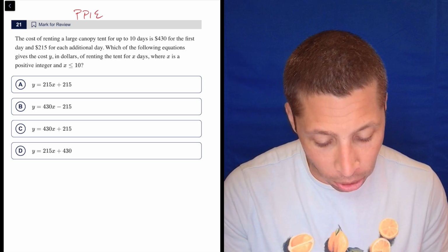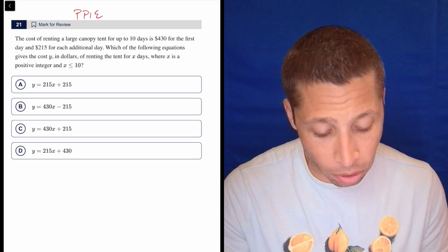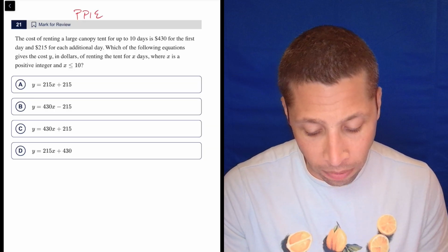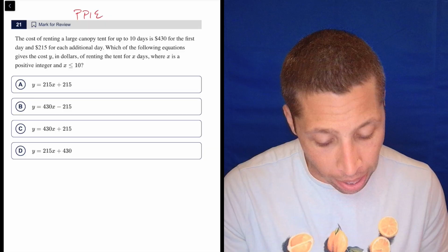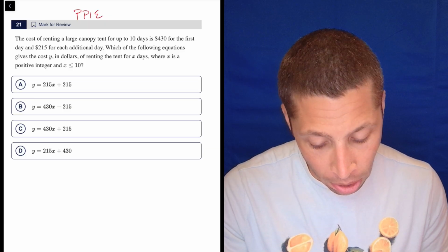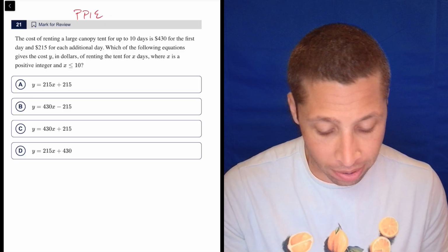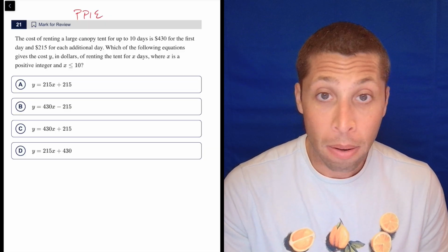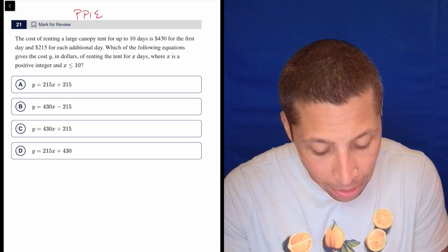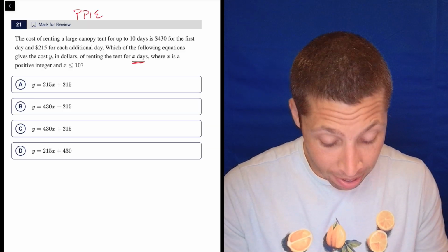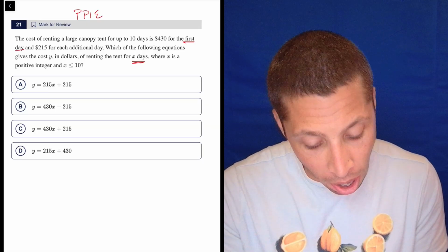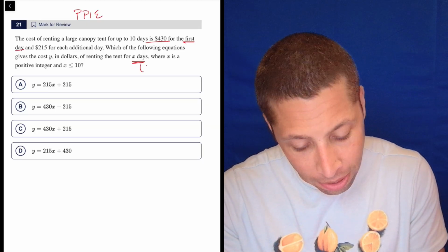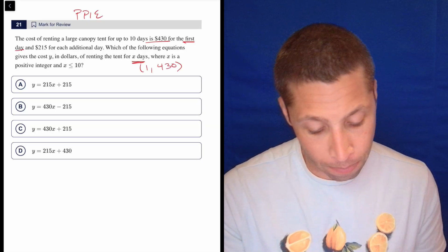The cost of renting a large canopy tent for up to 10 days is $430 the first day and $215 for each additional day. Which of the following equations gives the cost y in dollars of renting the tent for X days where X is a positive integer and X is less than or equal to 10? Okay, let's find a point. Do they tell me a number of days that I have a cost for? Yes, the first day costs $430. That's a point. 1, 430.